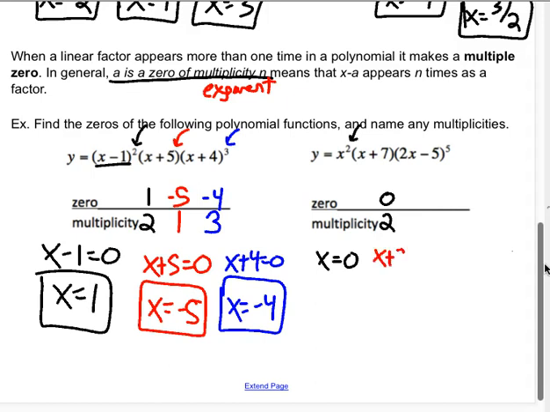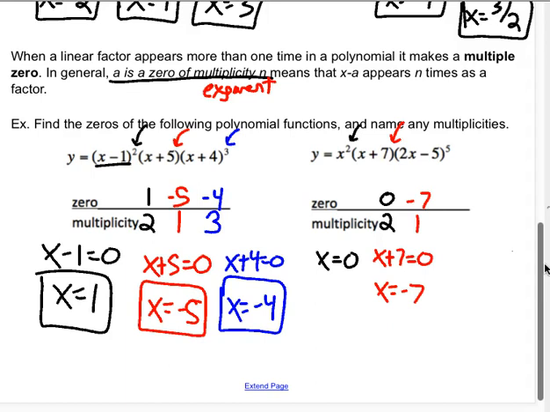That x plus 7, well, for that to be 0, we're looking at negative 7. If I plug negative 7 into that, that expression becomes 0. And again, notice this is a case where there isn't an exponent showing, so that means it's just being represented once. Multiplicity 1.